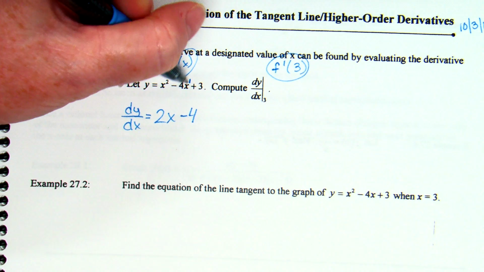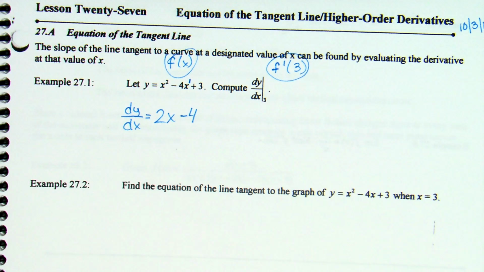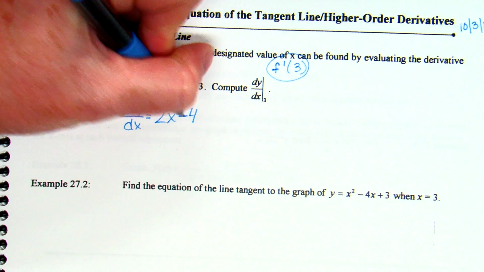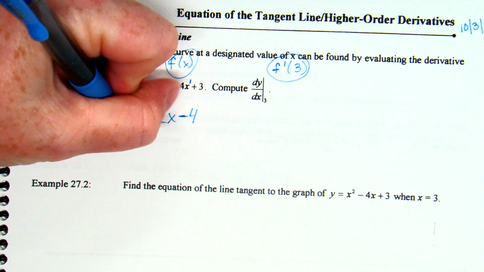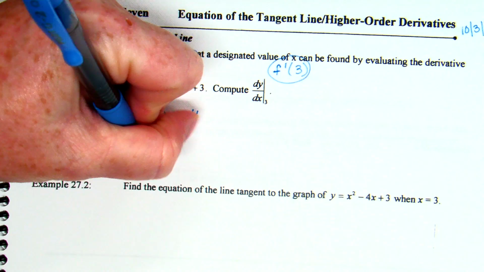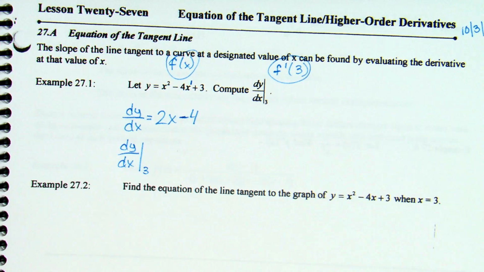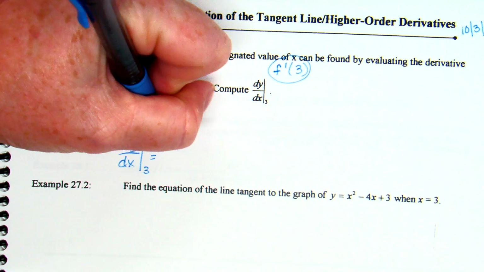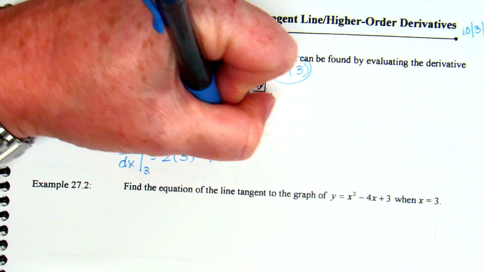And what's the derivative of 3? 0, because the derivative of a constant is 0. So this derivative is 2x minus 4. They want me to find dy dx at x equals 3. Which means what am I going to do? Plug in 3. 2 times 3 minus 4 is 2.